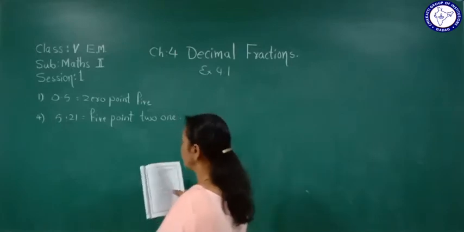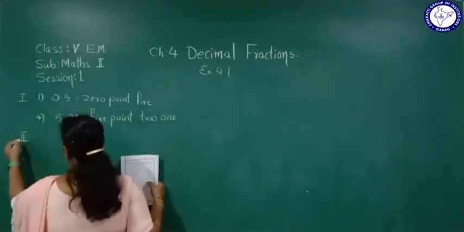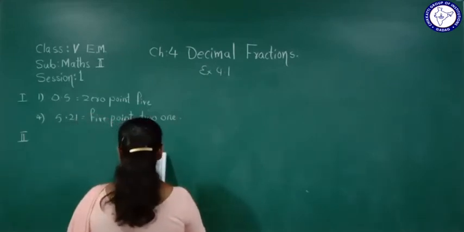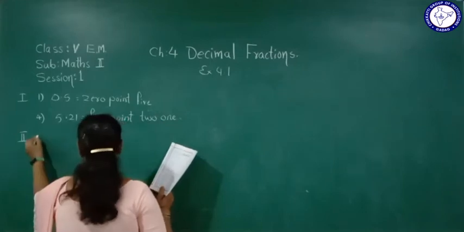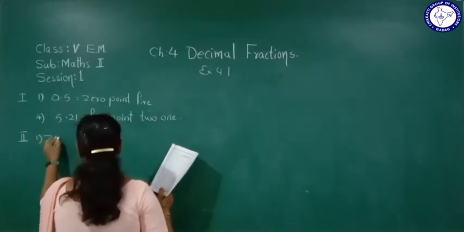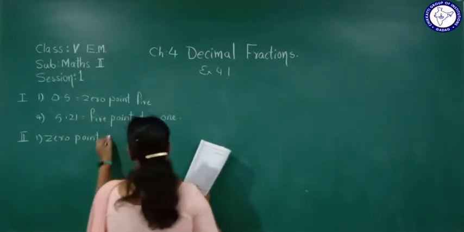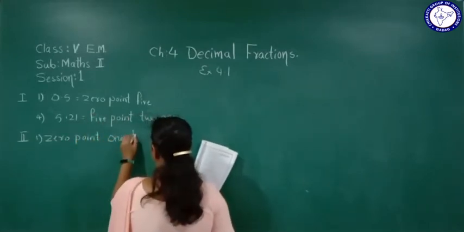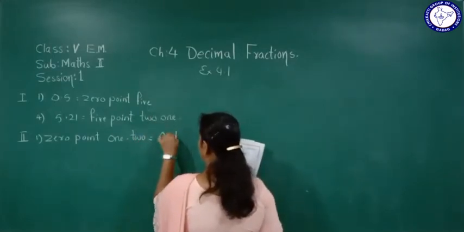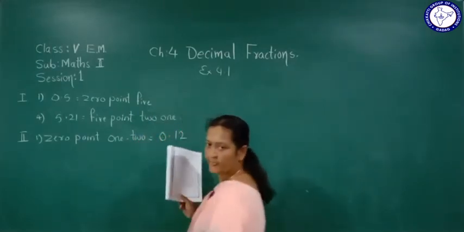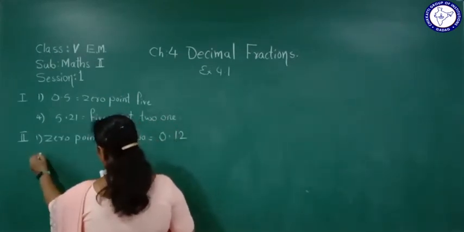Then let me go to the second main question. This is the first main question. Second main question: write the number representing each of the following. Here 0.12, it is told. So we write 0.12. Got this?